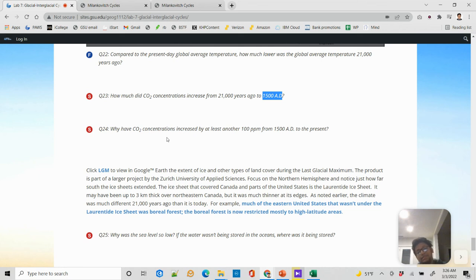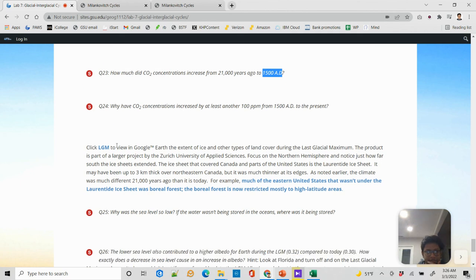The answer lies in the albedo, why carbon dioxide actually increases. So in the albedo, in the sea level, in the ice content. Try to accumulate your idea based around the albedo effect, based around the sea level, and based around how the carbon dioxide concentration is related to high temperature and low temperature. These are the things that will help you to answer question 24.